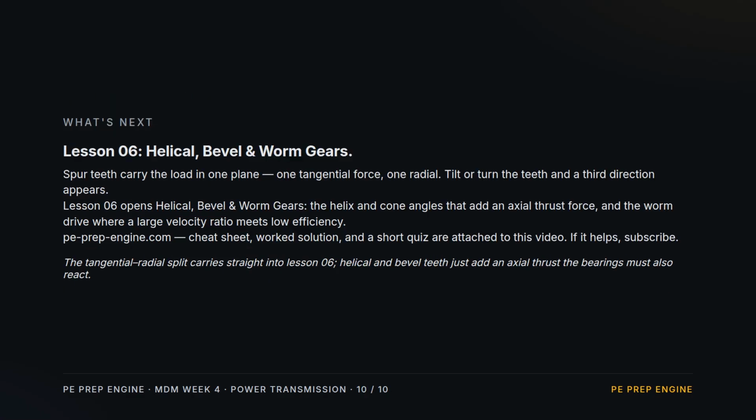Next up, Lesson 6. Helical, bevel, and worm gears. Spur teeth load in a single plane. One tangential force, one radial. Angle or turn the teeth, and a third force appears, an axial thrust. Lesson 6 builds the helix and cone angles that create that thrust, and the worm drive where a big speed reduction comes at the cost of efficiency.